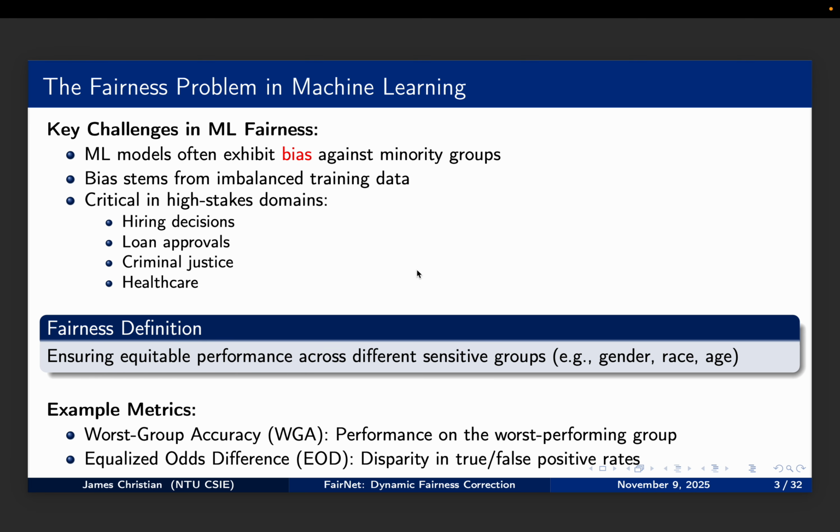Fairness means ensuring equitable performance across different sensitive groups, for example, gender, race, or age. We measure this using metrics like worst group accuracy, which is the performance on the worst performing group, and equalized odds difference, which measures disparity in true and false positive rates.